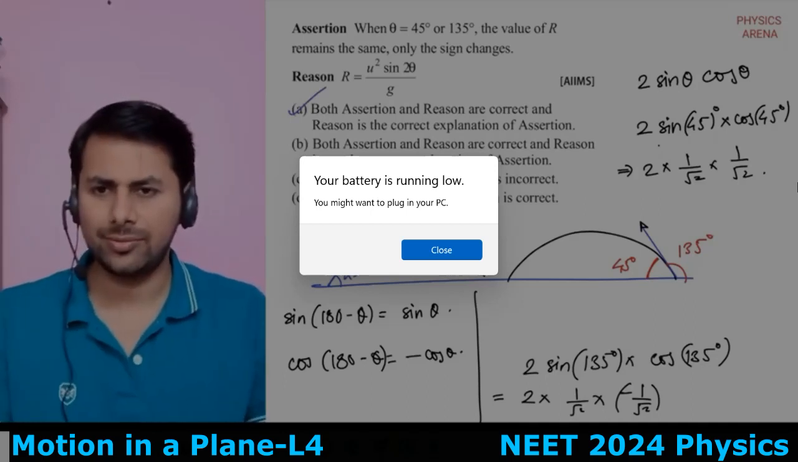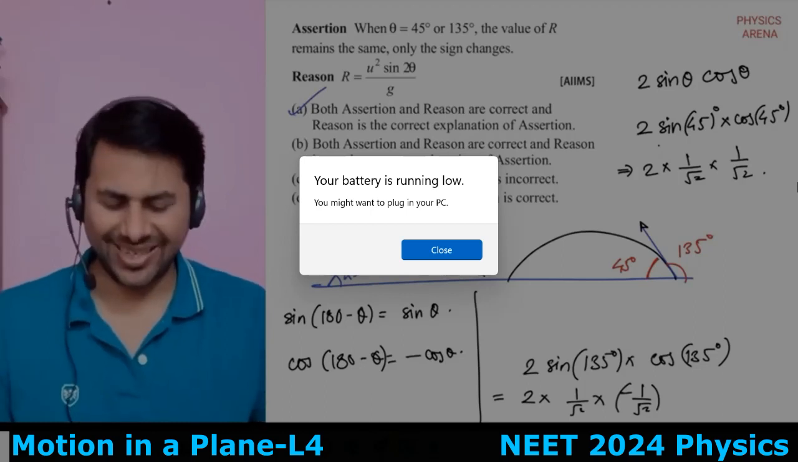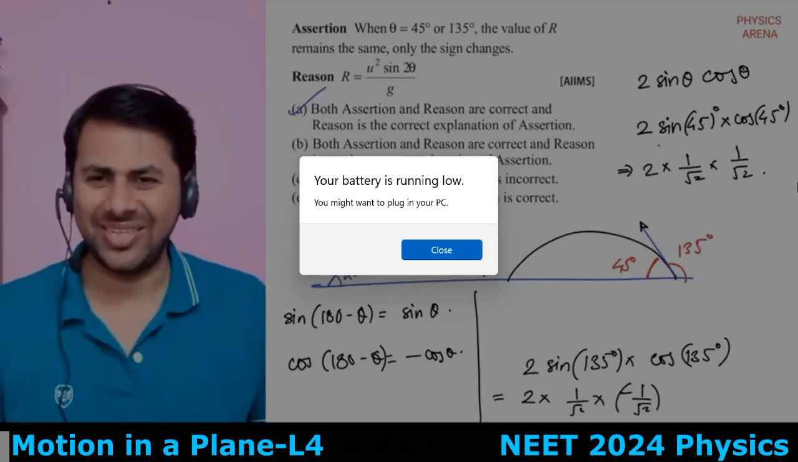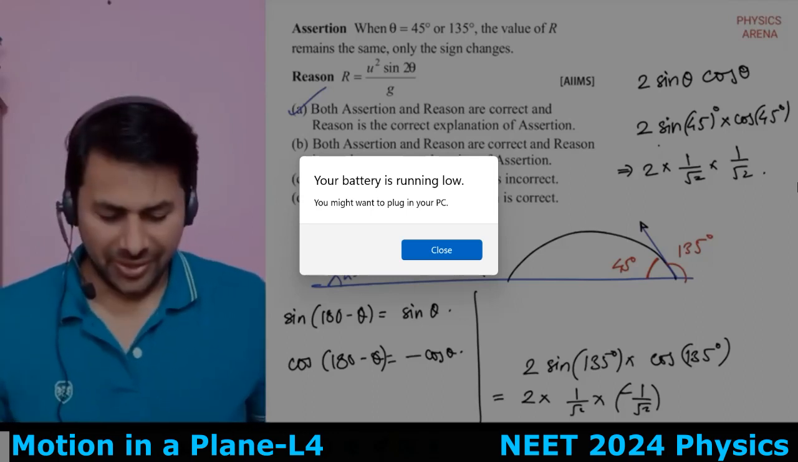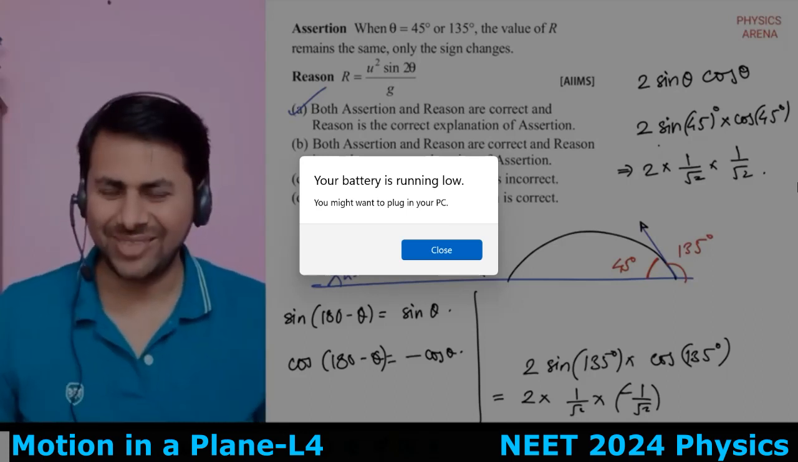Is it clear? Yes, no? Okay, or was it clear very earlier and I over explained it? Maybe that might be the case. Okay. So did I over explain it?